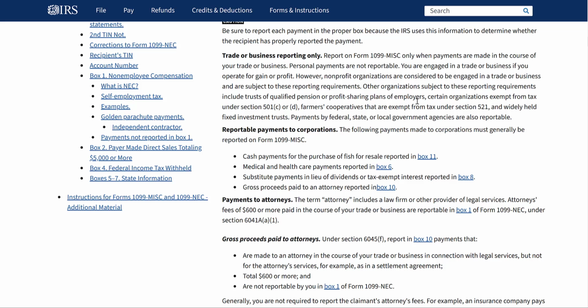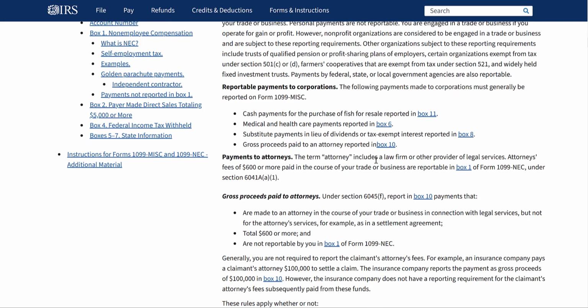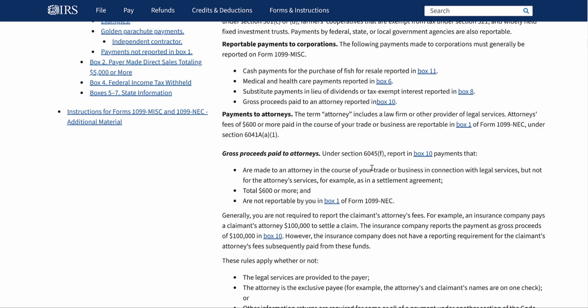Nonprofits, for the purpose of 1099s, do count as being in trade or business, okay? So nonprofits do need to file 1099 forms for payments made for services and rent and all that good stuff.